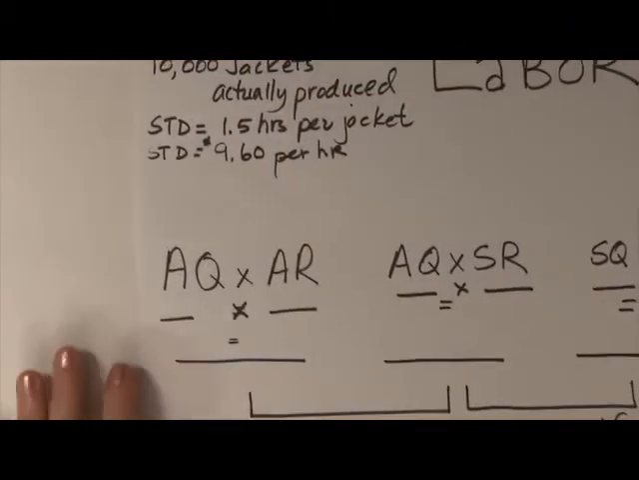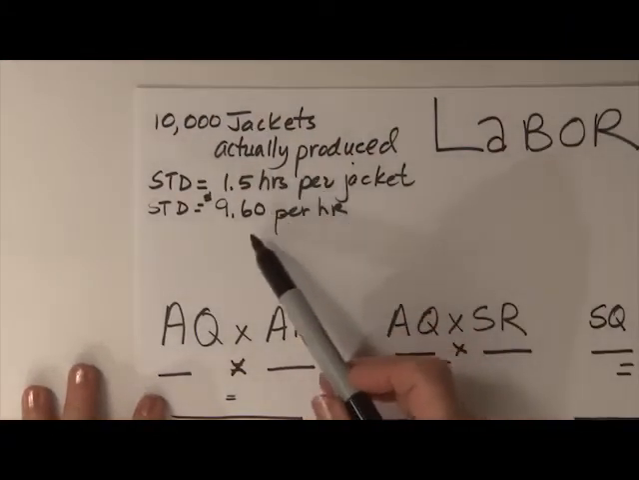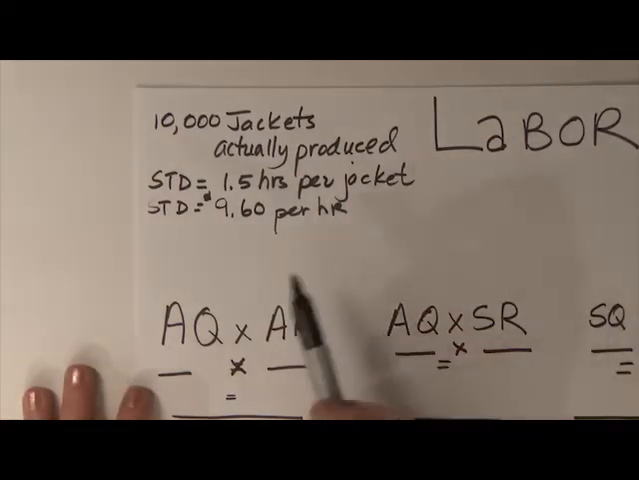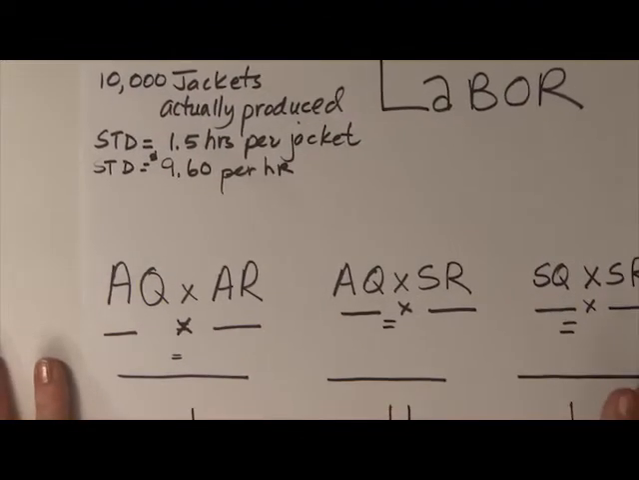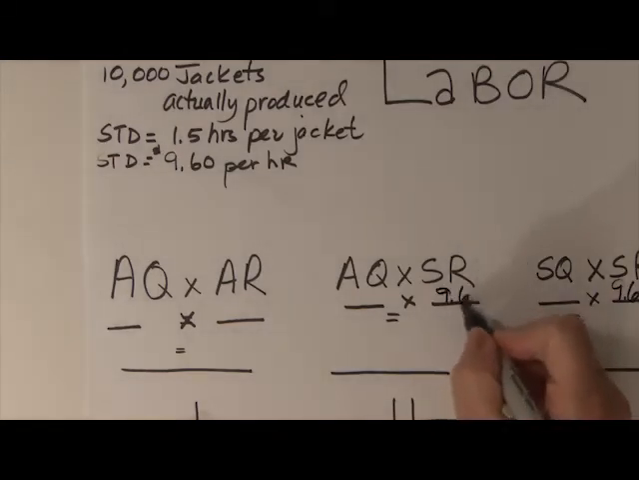Let's go to the labor variances now, and we're dealing with 10,000 actual jackets being produced. The standard says it should take 1.5 hours, and the standard rate of pay that was in the budget was $9.60 per hour. So we know the standard rate is $9.60.